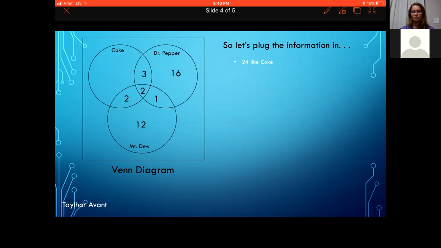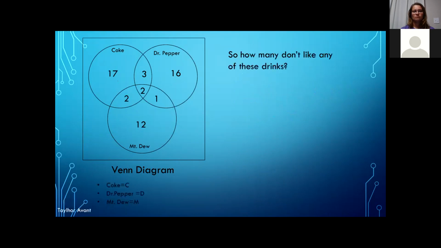Next, we have 24 that like Coke. We subtract the 2 that like all 3, the 2 that like Mountain Dew and Coke, the 3 that like Dr. Pepper and Coke, and we're left with 17 that just like Coke. So after that, let's ask ourselves, how many don't like any of these drinks?